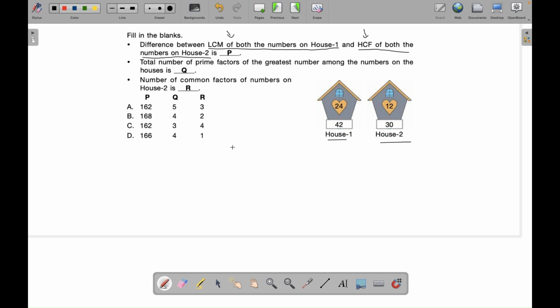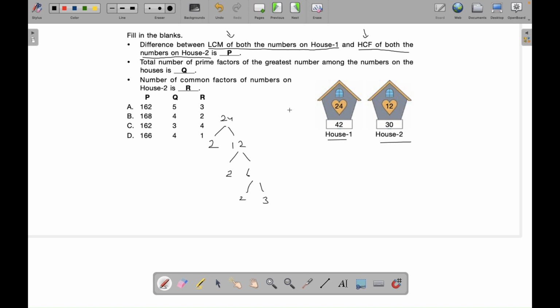Okay. So first of all, we'll find the LCM of both the numbers on house 1. So we have 24 and 42. Again, they are greater than 20, so we'll just use the factor tree and not the listing method. So 24: 2 and then 12, 2 and then 6, 2 and then 3.